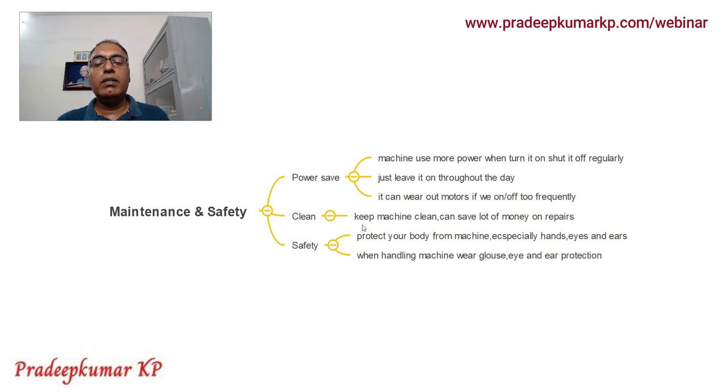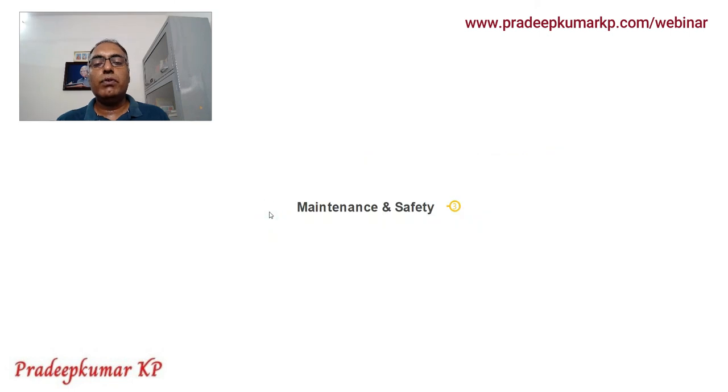On cleanliness, you have to keep the machine very clean, which can save a lot of money on repairs. So cleaning is very important. And on safety, protect your body from the machine, especially hands, eyes and ears. When handling the machine, wear gloves, eye and ear protection. These are a few points about the maintenance and safety of the machine.